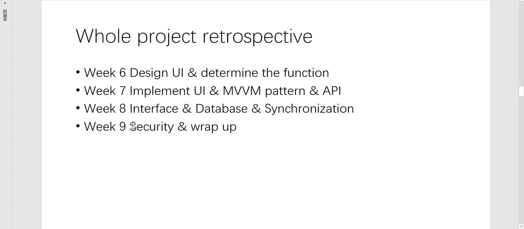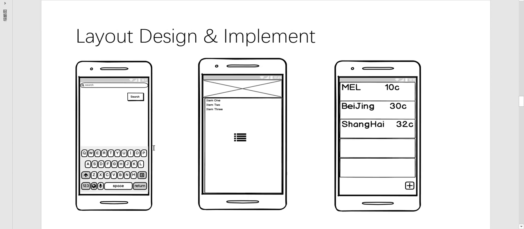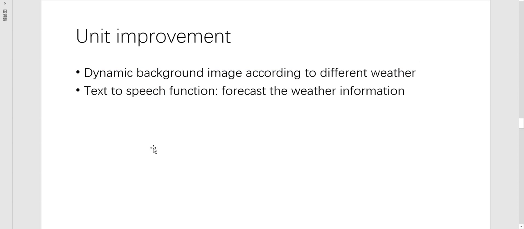In week 8, we finished interface, database, and synchronization parts. Later, we will introduce all these features one by one in the demo. In week 9, we focused on the security part. Then we checked the whole project and wrapped it up. As for improving this application, we think that maybe we can add some dynamic background images according to the different types of weather. In addition, we can add a text-to-speech function, which will be a more convenient way for users to get information.